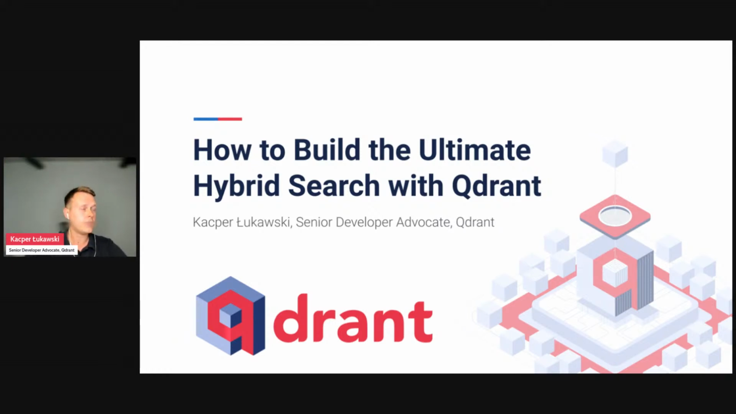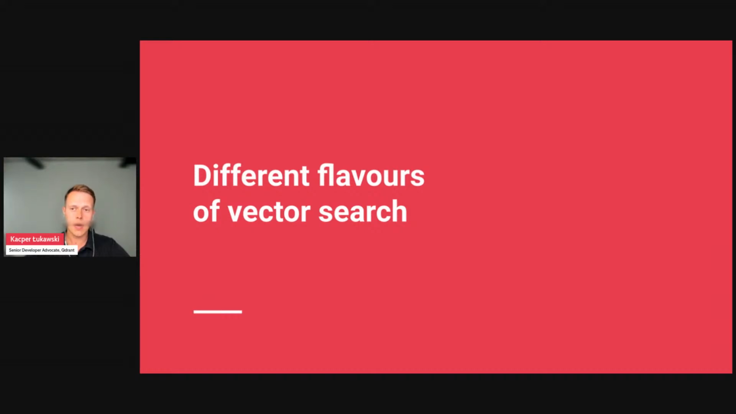Before we start, we definitely need to review some of the concepts introduced by the latest release of Qdrant, because they are really important if you want to build a hybrid search system. So, first of all, there is no single vector search mechanism. There are various ways of how you can incorporate vectors into your information retrieval system.